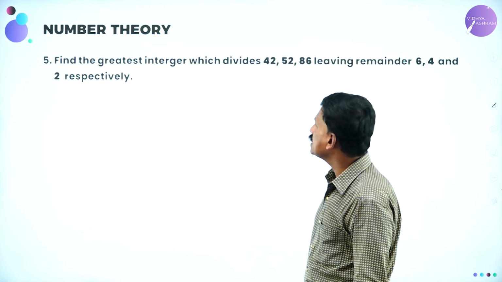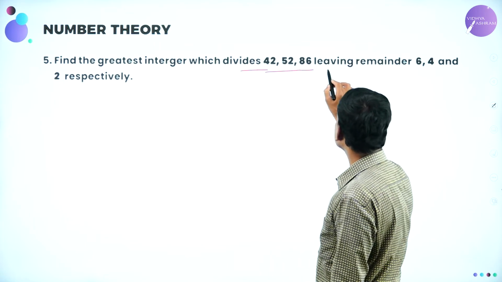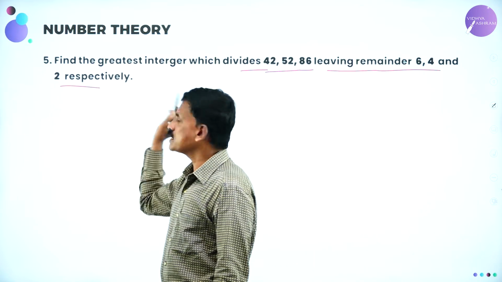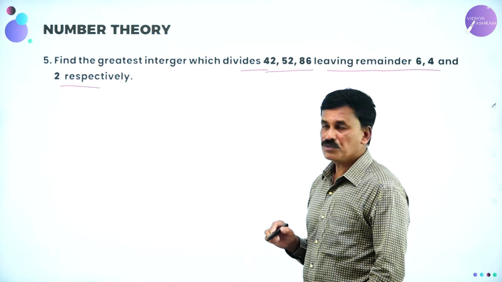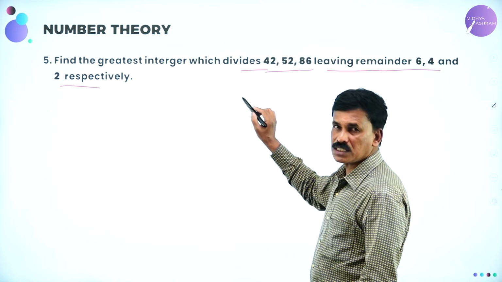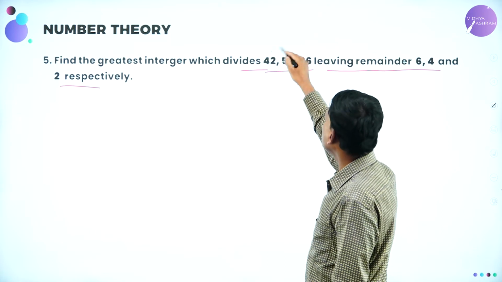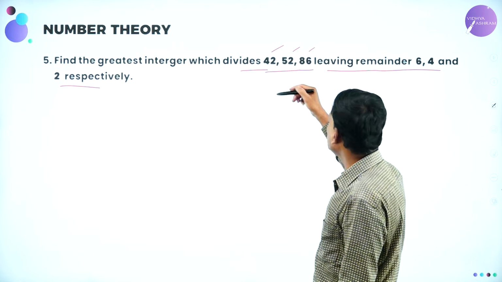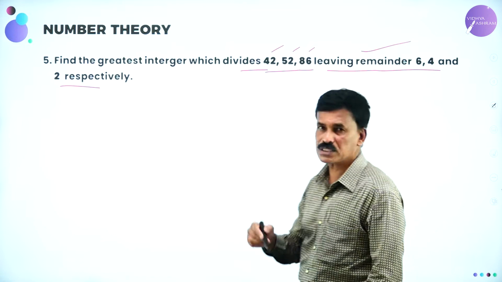Find the greatest integer which divides 42, 52 and 86, leaving a remainder of 6, 4 and 2 respectively. So find the greatest integer. We have to find a greatest integer, the GCD, greatest common divisor, which divides 42, 52 and 86. It will divide the three numbers. After division, it will give a remainder of 6, 4 and 2 respectively.